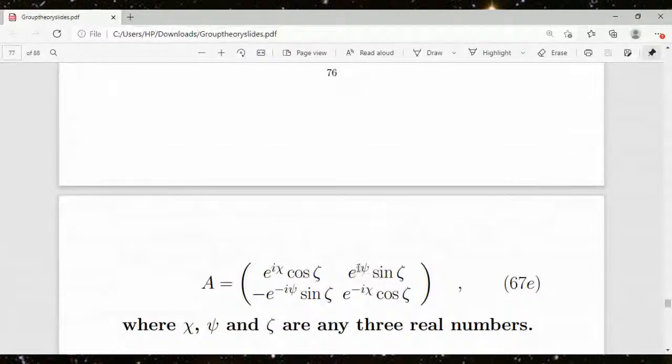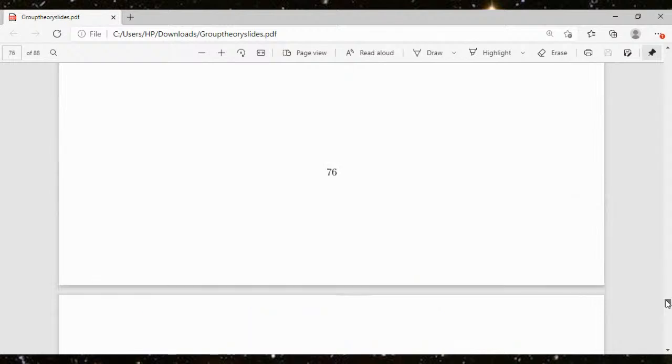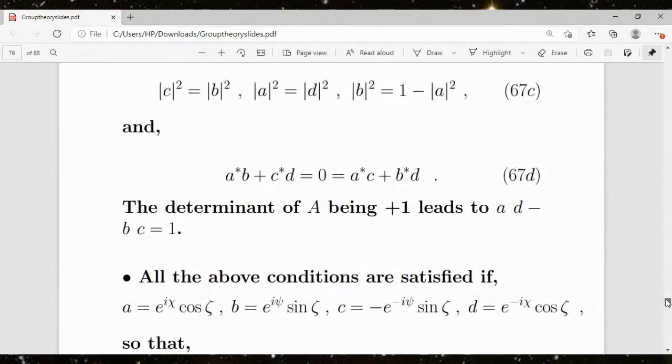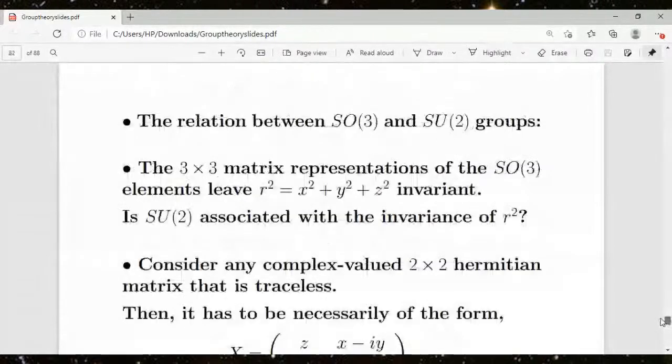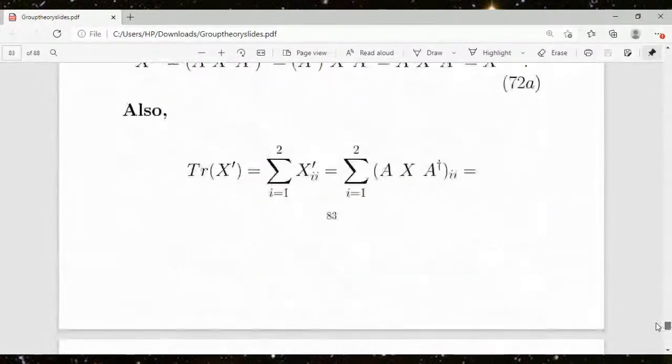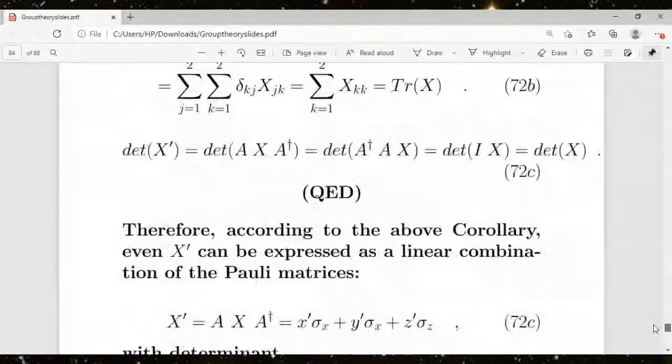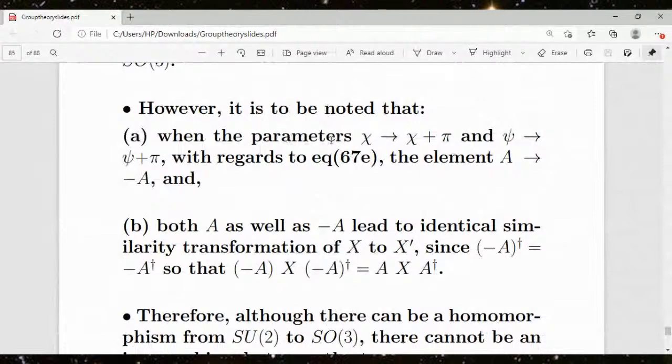Similarly, e raised to power i psi plus pi is e raised to power i pi multiplied by e raised to power i psi, but e raised to power i pi is minus 1. So this element also becomes negative of itself. And similarly, these also change sign. And hence the A and minus A elements of SU2 are related through the parameters. So if chi and psi represented the matrix A, then substituting chi plus pi for chi and psi plus pi for psi, the SU2 element that you get is minus A.